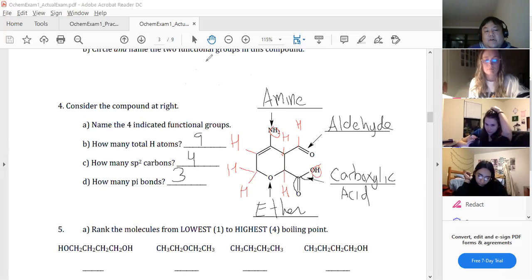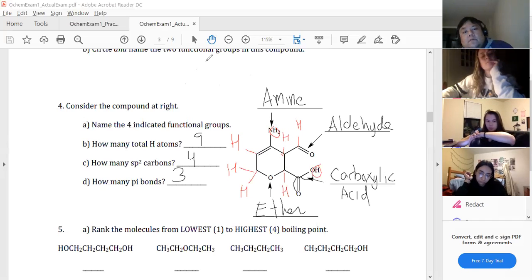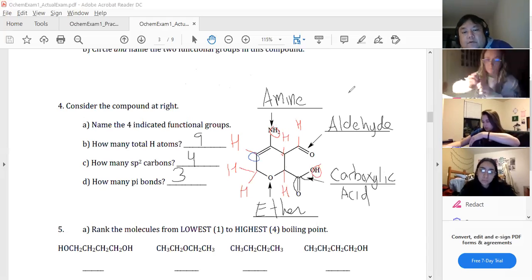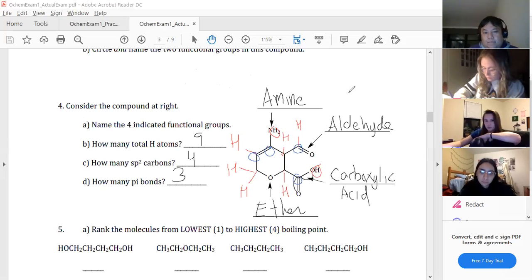Okay, sp2 carbons. What's the easiest thing to give away that something's sp2? If it has a double bond. 1, 2, 3, 4. Guys, see that? If you see a double bond on something, it's most likely sp2. It could be sp if it has 2 double bonds, but if it only has 1, then it's sp2.